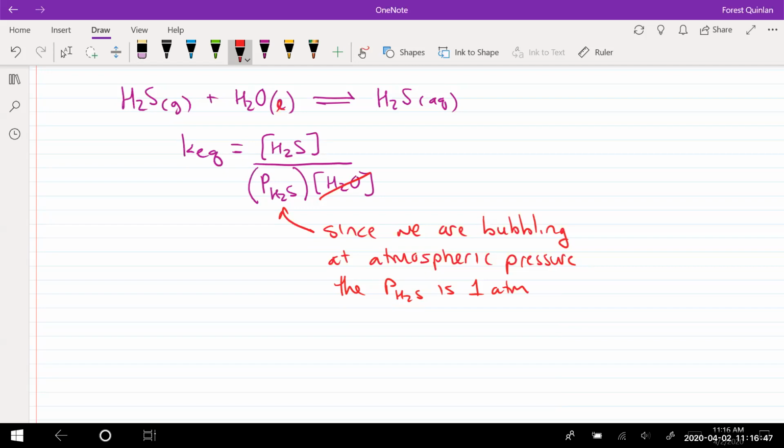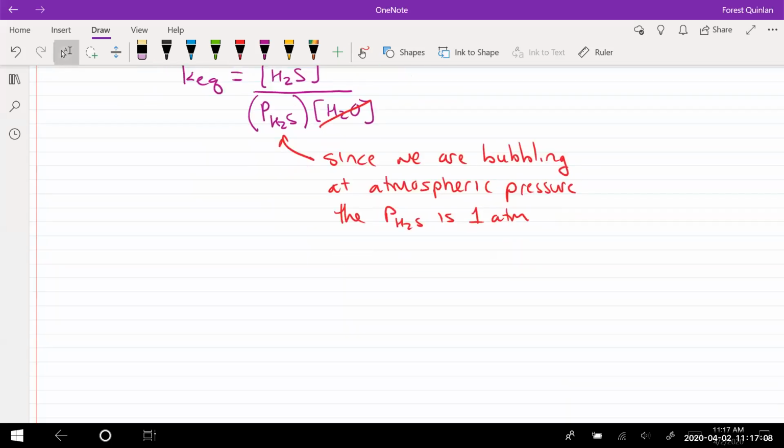Wait, but how do we know that the pressure in the water is the same as the atmospheric pressure? I mean, the water at the bottom of the ocean is way higher. It is. No, it's not. You go to the bottom of the ocean, that's different. I'm talking about bench top right here, Dallas. Pressure is going to be 1 atmosphere. So since the concentration of water doesn't matter and the H2S is 1, guess what this means? This means that the KEQ is equal to the concentration of H2S, which means it is 0.1.